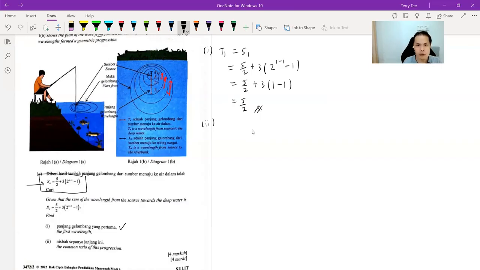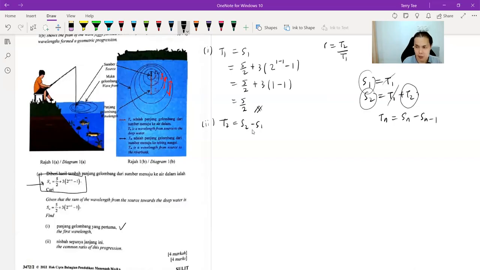Now to find the common ratio, remember this is a geometric progression. A common ratio is your T2 divided by T1. To find T2, we have to use S2 minus S1. Remember, I said just now, T1 is the same as S1. S2 is T1 plus T2. If I want to find T2, I'll just take S2 minus S1 because when I subtract them, I'll cancel this off. In fact, this is a general formula: Tn is given by Sn minus Sn minus 1.